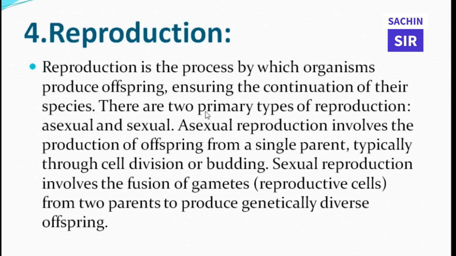There are two primary types of reproduction, asexual and sexual. Asexual reproduction involves the production of offspring from a single parent, typically through cell division or budding. Sexual reproduction involves the fusion of gametes, reproductive cells, from two parents to produce genetically diverse offspring.